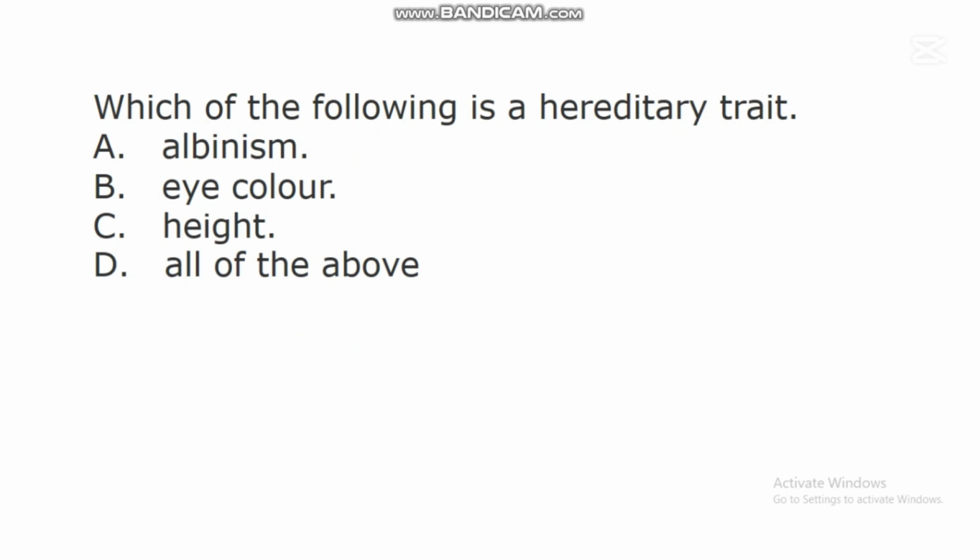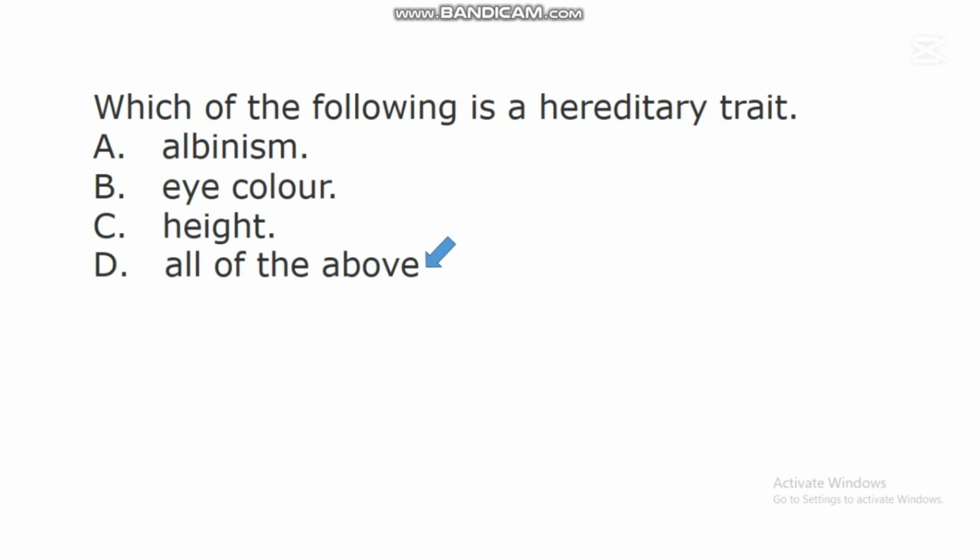The next question says, which of the following is a hereditary trait? A. Albinism. B. Eye color. C. Height. D. All of the above. In this question, the correct answer is D, all of the above.